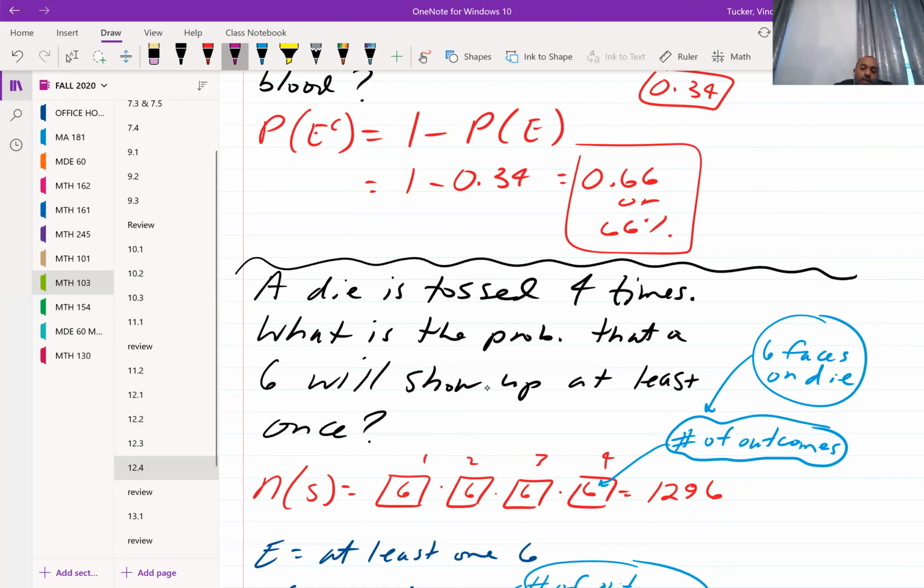So I got 4 boxes, which represent each time I toss the die. You toss the die 4 times. The probability that a 6 will show up at least once, well, we're not worried about that part yet. We're just talking in general about how many different combinations would be created by tossing the die 4 times. A die has 6 faces, so for each toss you have 6 possible outcomes. And remember, our fundamental counting principle is to multiply those together. So we have 6 times 6 times 6 times 6, which gives us 1296. That's the total number of possible outcomes, our bottom number in our fraction.